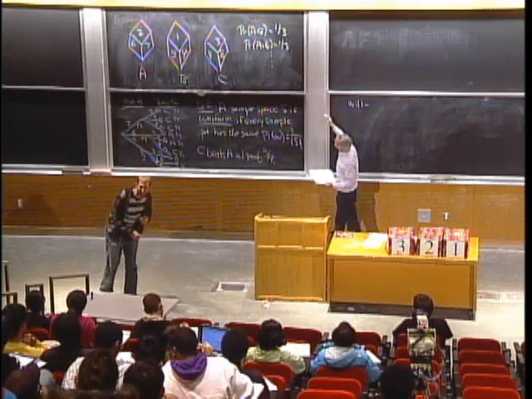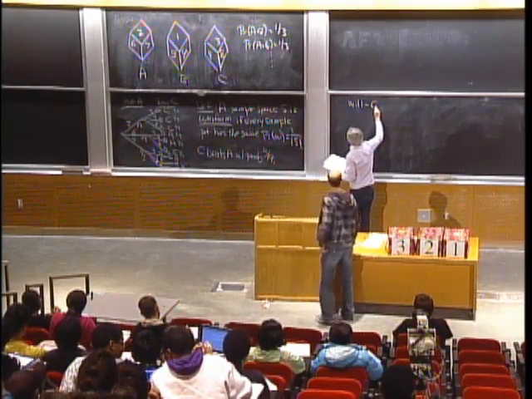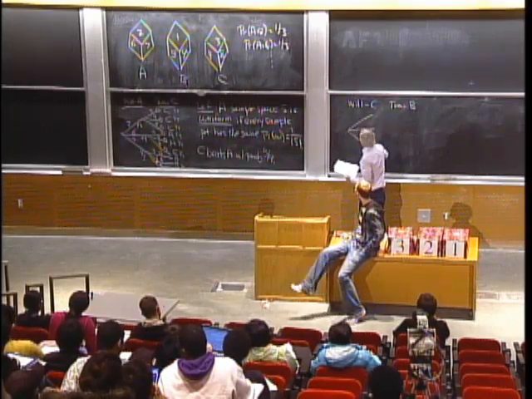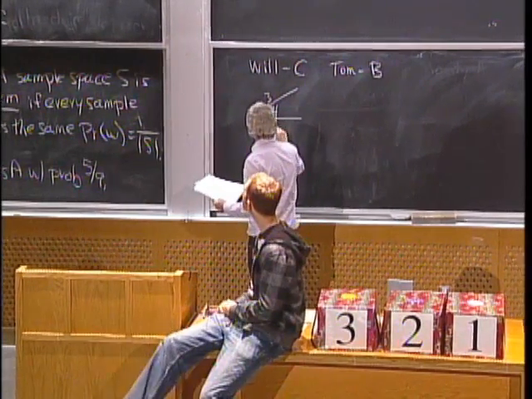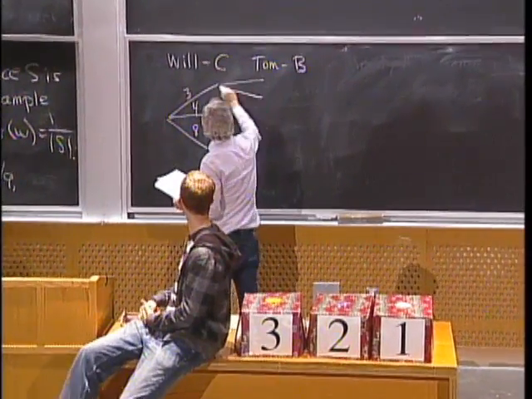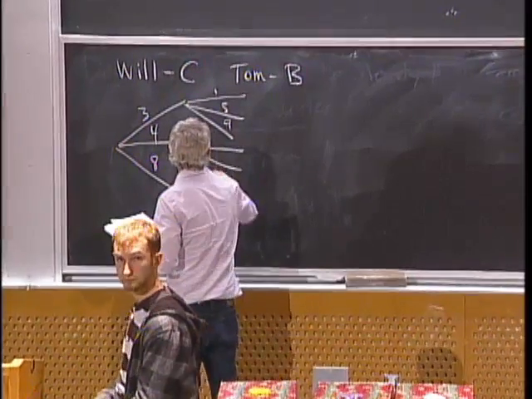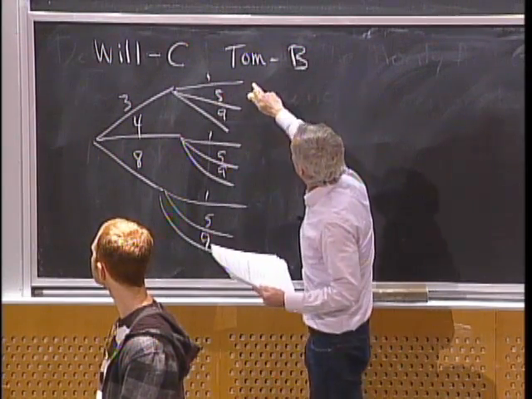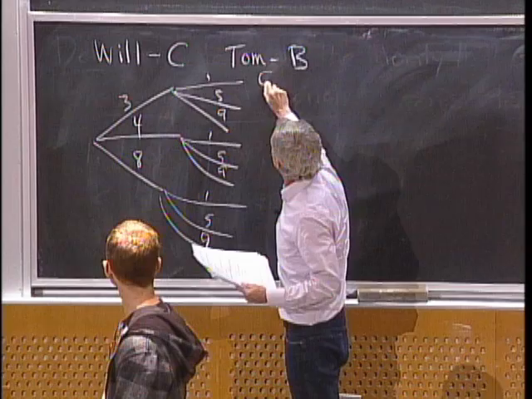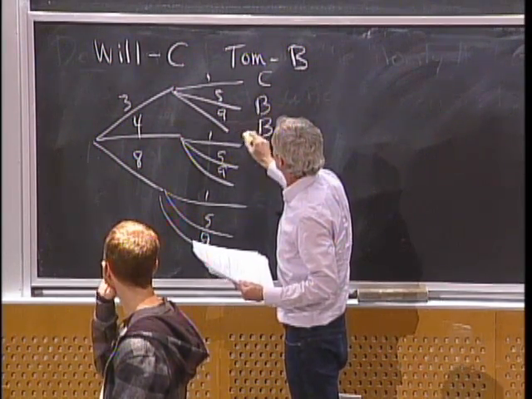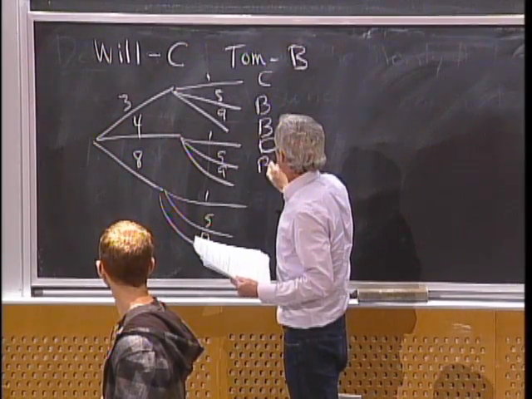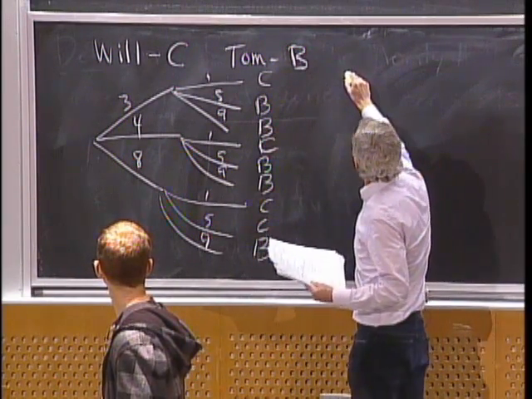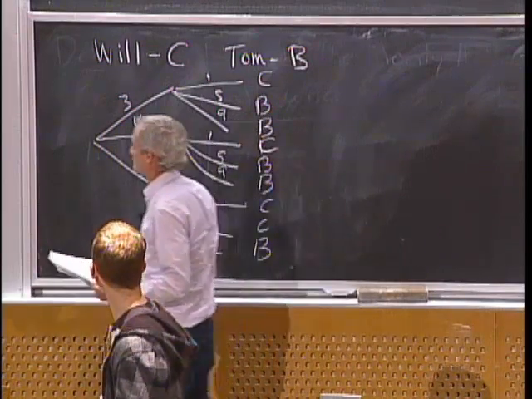Say Will picked C, and say that I then pick B. On C there's 3 choices, 3, 4, and 8. And on my choice of B, there's 1, 5, and 9. So I get 1, 5, and 9. Now we can see who wins here. Well, C wins there. Loses here, loses there. C wins here, and B wins the next 2. Then C wins these, and B wins the tiebreaker. So B beats C with probability 5/9.